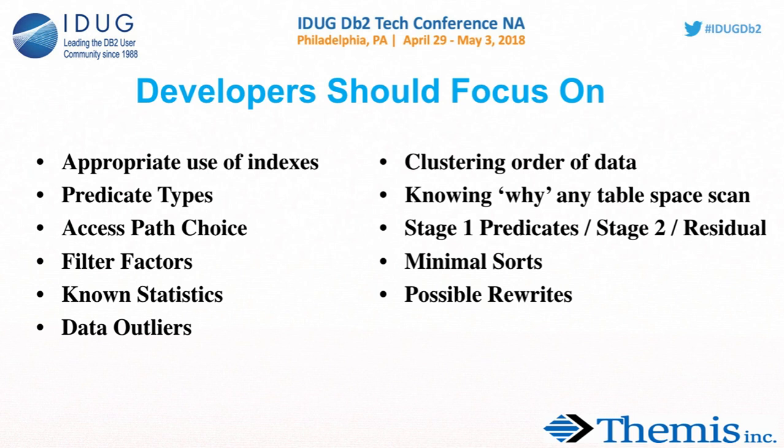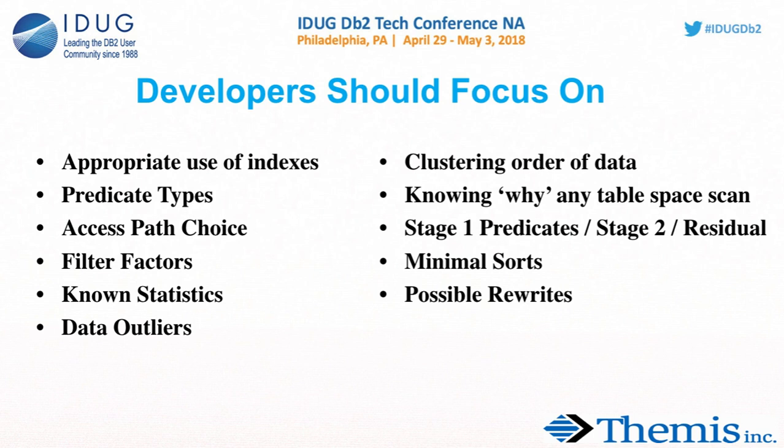Predicate types. When we talk about predicates, we're talking about statements in a where clause. Where last name equals Andrews, that's a predicate. And first name equals Tony, that's another predicate. And department number is in, and so on and so forth. There's different predicate types. There's range predicates, betweens and greater than, there's equal predicates, there's subquery predicates, there's all kinds of different predicate types. Access path choices, there's a lot of different choices that an optimizer can make.